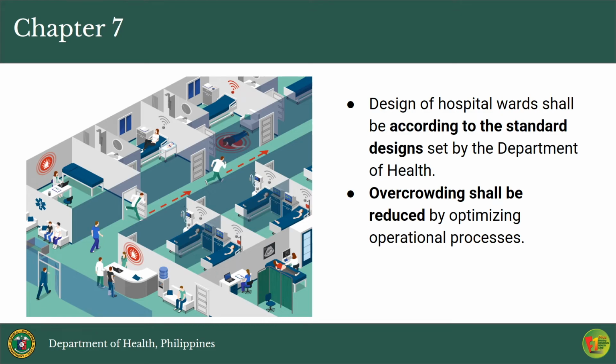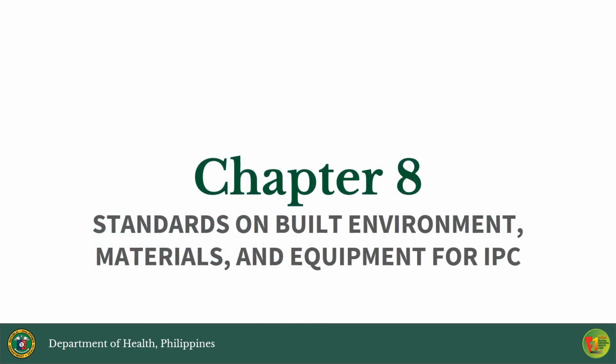The facility shall establish a system for patient flow, such as unidirectional foot traffic, within the health facility. An appropriate triage system at the emergency and outpatient departments shall be implemented. Patient navigation shall be established through the referral system within the healthcare provider network. Last but not least, we will discuss the brief overview for Chapter 8, Standards on Built Environment, Materials, and Equipment for Infection Prevention and Control.